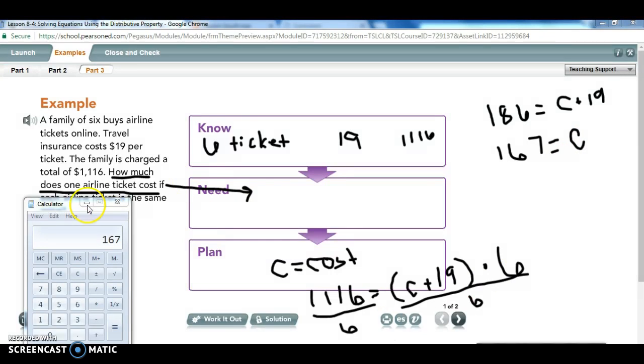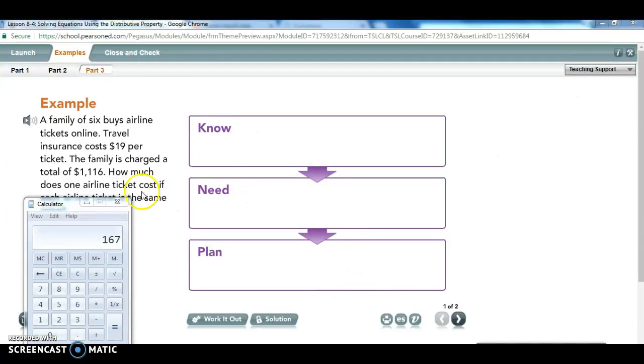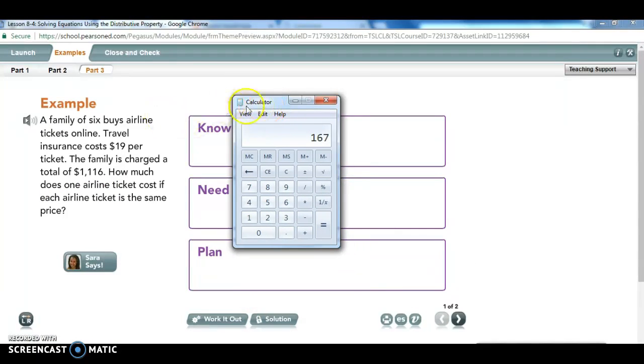We can then check our solution. So I'm going to make this go away. Remember, $167. We want to add $19 to our ticket price. We then want to multiply by our 6 people that bought a ticket. And this is the final answer we come up with, which matches this total number over here. So again, the price for one airline ticket was $167.